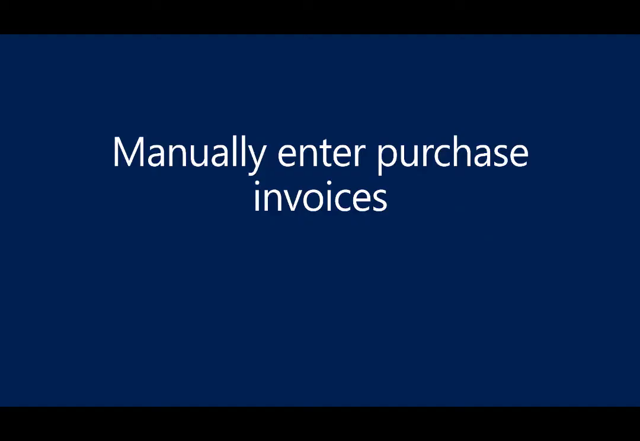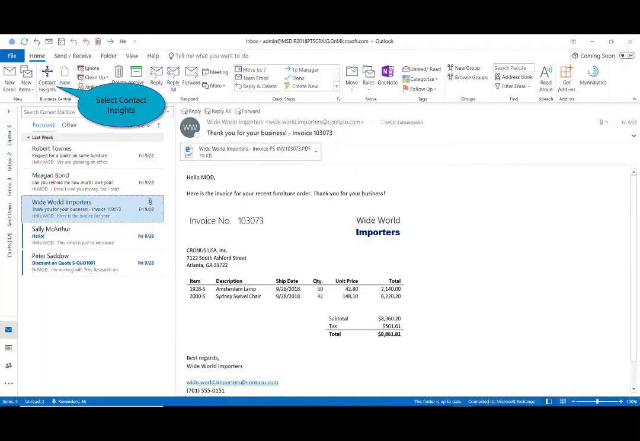So the first entry is to enter in purchase invoices. Now, typically I could just go into an application and just do new purchase invoice. But with Business Central, we provide a much easier and simpler way to enter those invoices, and that's directly within Microsoft Outlook. So in this scenario, you'll see here in the body of the email, we get an invoice sent to us from one of our vendors, Wide World Importers.